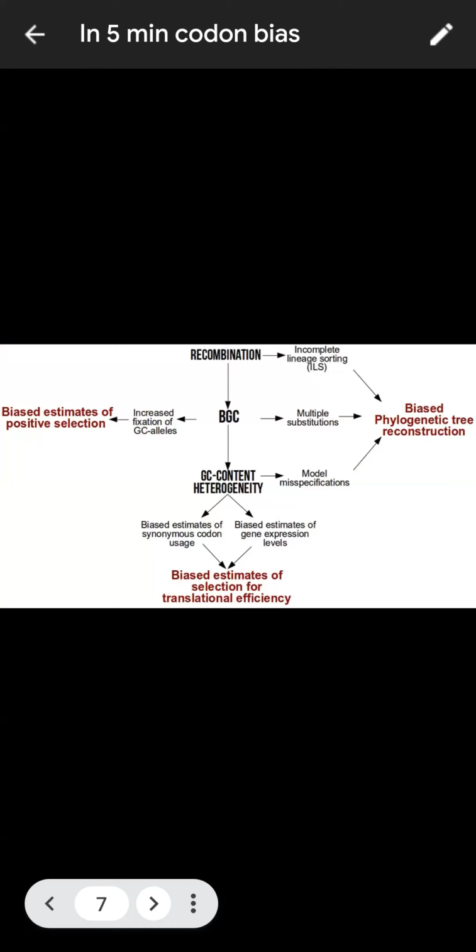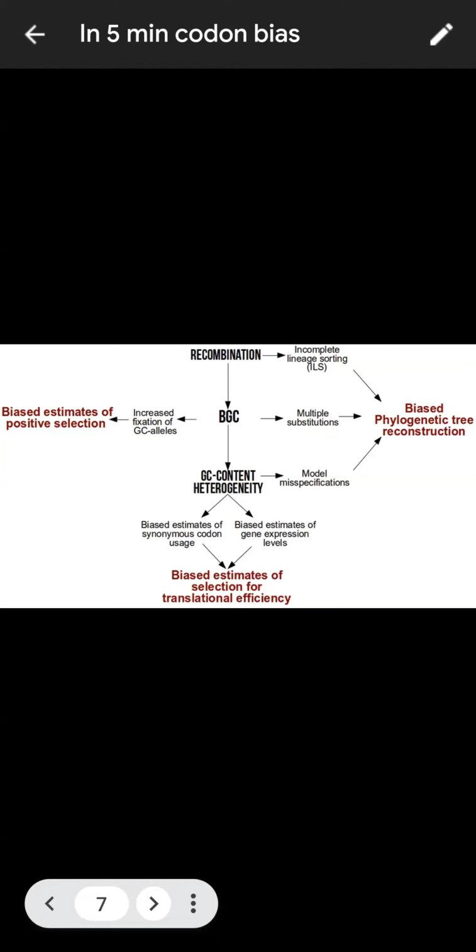As a result of codon bias, all our previous thoughts of evolution are changed. In the middle, you see GCB, which stands for the GC bias, which then causes codon bias. And on the far left, it biases our estimates of positive selection or natural selection. So our previous estimates of natural selection are now changed because of this.